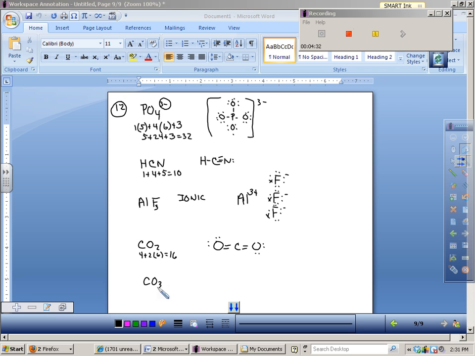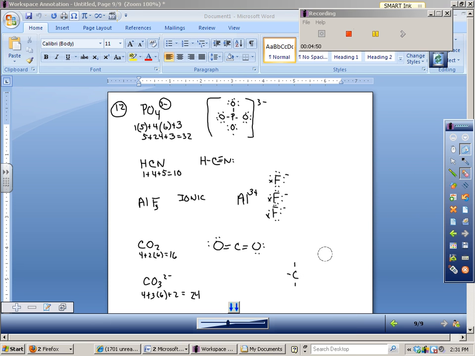Carbonate, we have 4 from the carbon, 3 oxygens each bringing 6, plus 2 we pick up along the way for a total of 24 electrons. Put carbon in the middle. We're going to have 3 oxygens, not 4. 1, 2, 3. Complete our octets to start off.